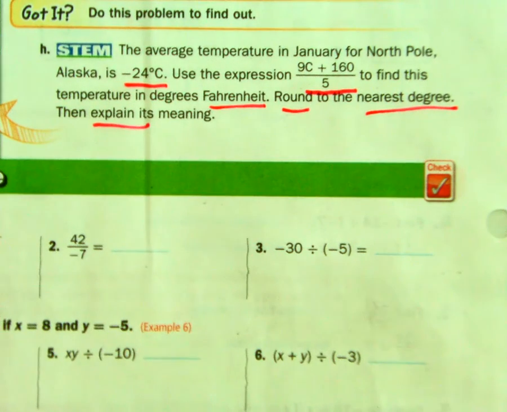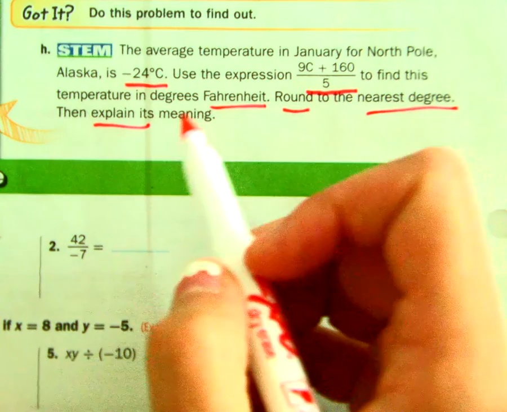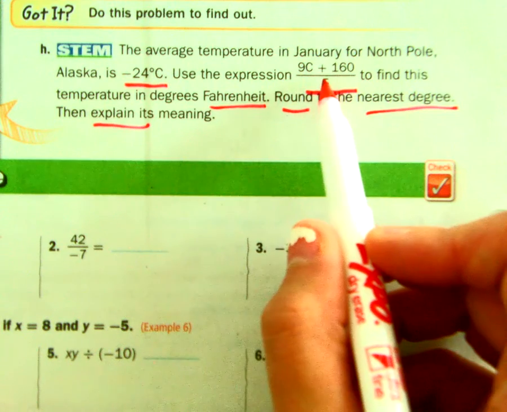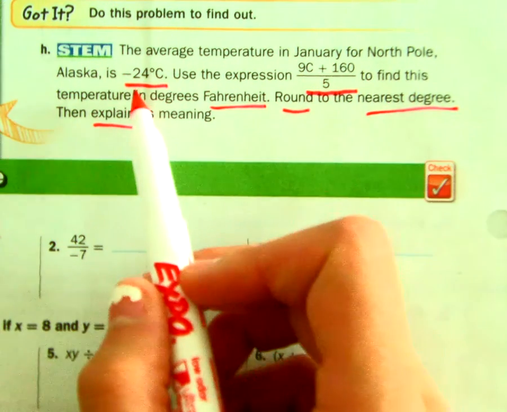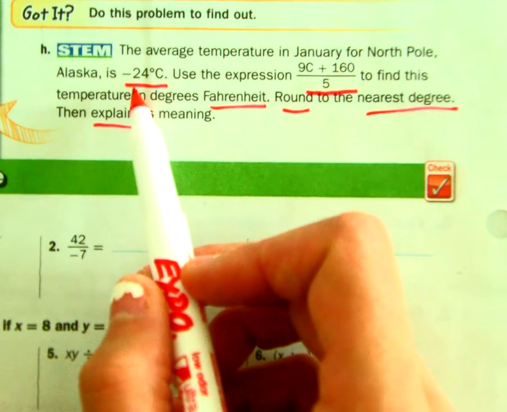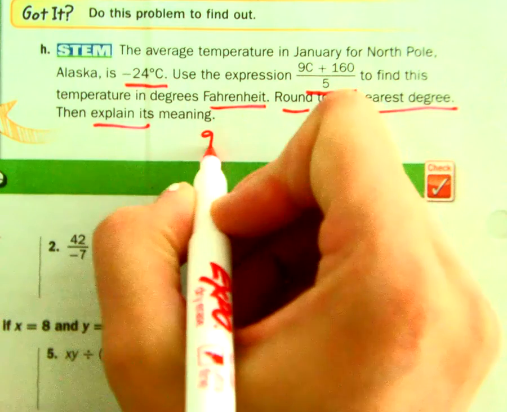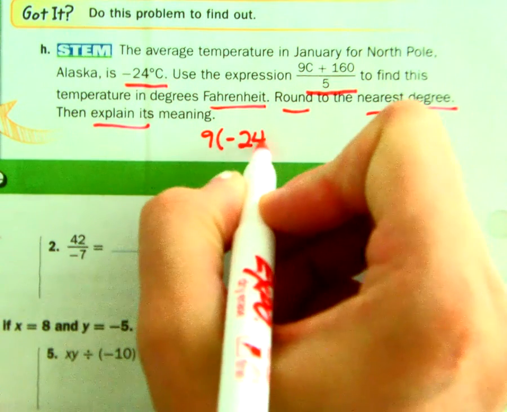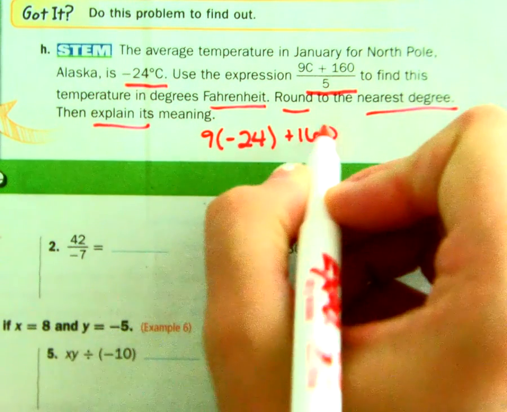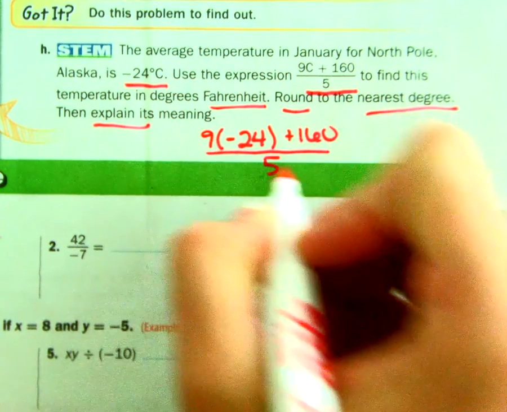Okay? So I'm going to start off with, I'm evaluating here. They gave me an expression. I know what Celsius is. They told us what our degrees Celsius is. So we're going to take (9C + 160) divided by 5, and we're going to substitute in our negative 24 degrees Celsius. Okay? So now we have (9 times negative 24 plus 160) all divided by 5.